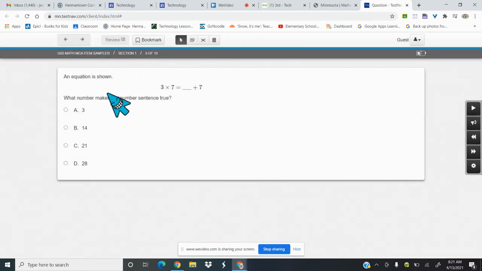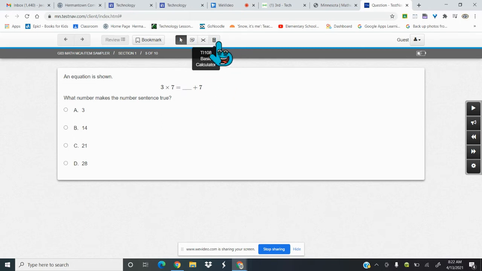And this one here, an equation is shown. What number makes the number sentence true? So this is a number sentence and has an equal sign between 2 number sentences. So both of them need to equal the same amount. So we need to have what we call a balanced equation. Whatever 3 times 7 equals, it has to equal the same over here. So 3 times 7 we all know is 21. And this side also needs to equal 21. So what plus 7 equals 21?